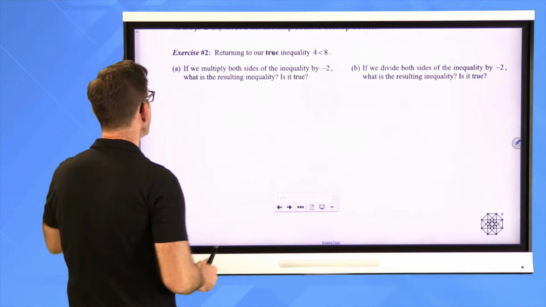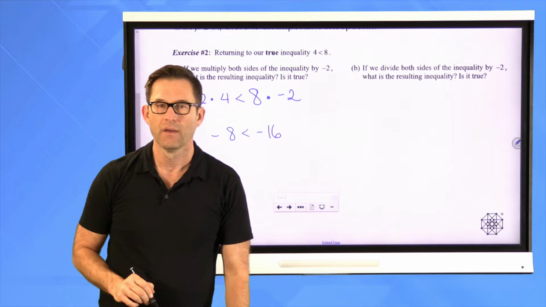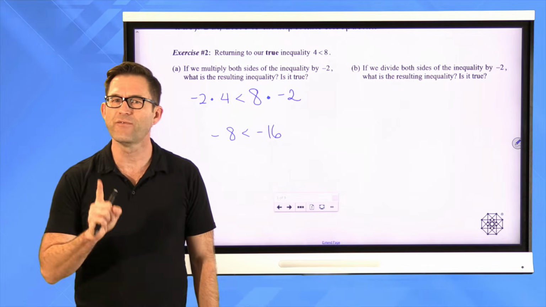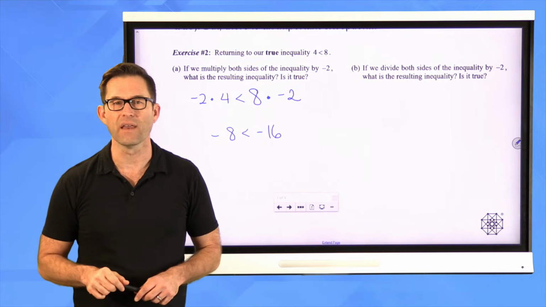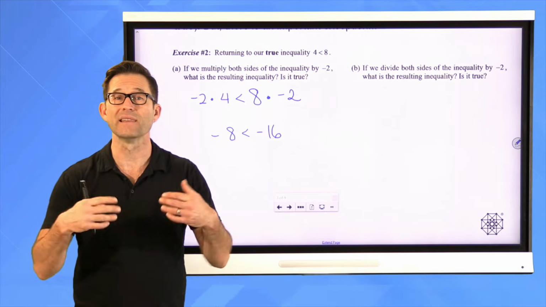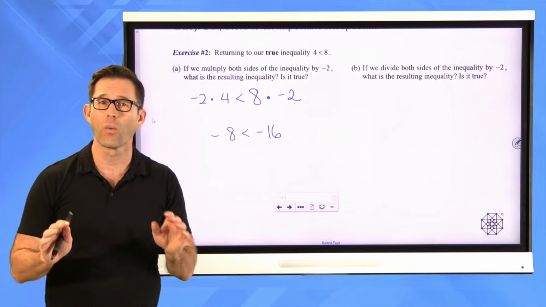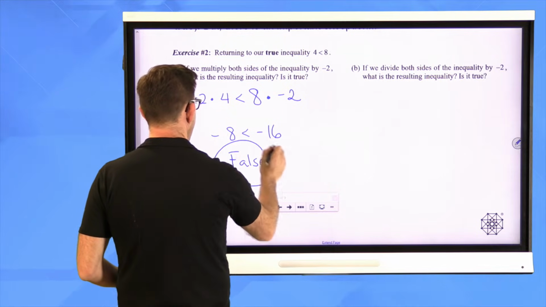All right, well, let's take a look. It certainly remained true when we multiplied both sides by +2. Let's now do -2 times both sides. So if I do that, I'll get negative 8 on the left-hand side is less than negative 16 on the right-hand side. Now you have to be careful. Negative 8 is less than negative 16. Well, that's actually false, because negative 16 lies to the left of negative 8 on a number line. Negative 16 is actually less than negative 8. And if you want to think about it in terms of temperatures, or how far underwater you are, this is actually a false inequality.